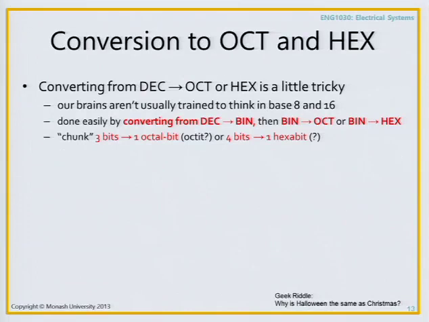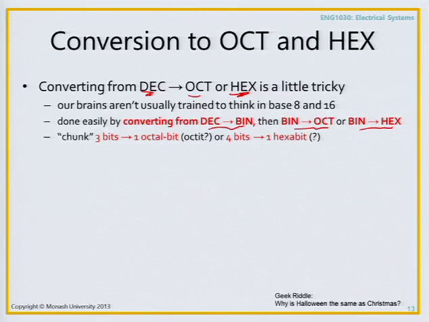How do you convert between these? Well, a little bit tricky to convert from decimal to octal or hex because our brains aren't very good at doing computations in base 8 and base 16. What is 8 to the power of 12? What is 16 to the power of 3? No takers? Okay. That gives you a good idea of why it's very hard to do decimal to octal and hex. So the way to do it is we can convert from decimal into binary and then from binary into octal or hex really easily.